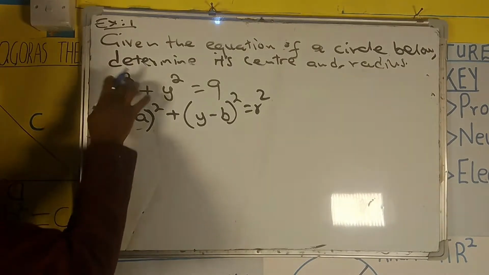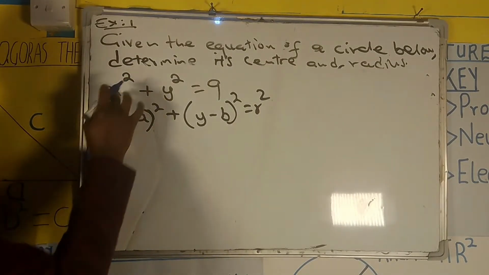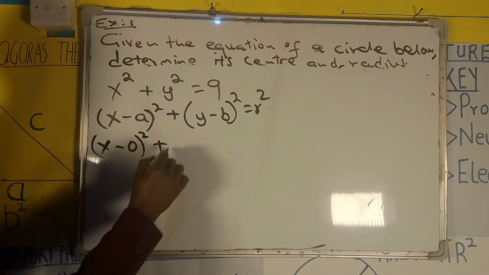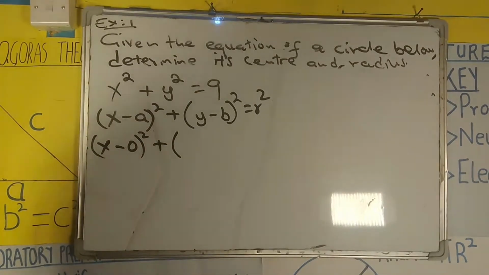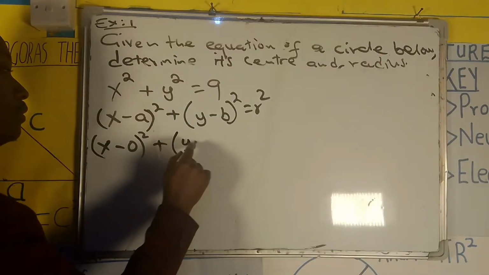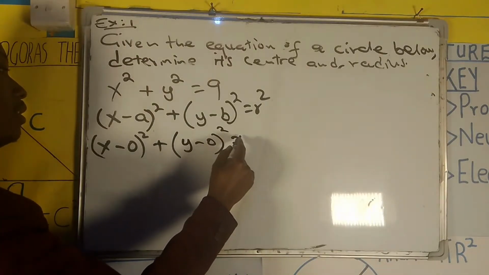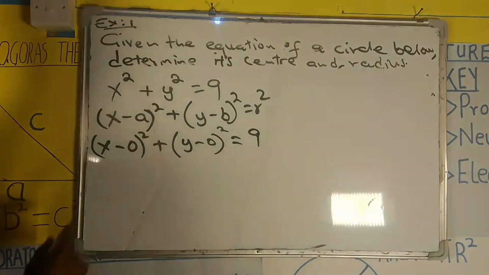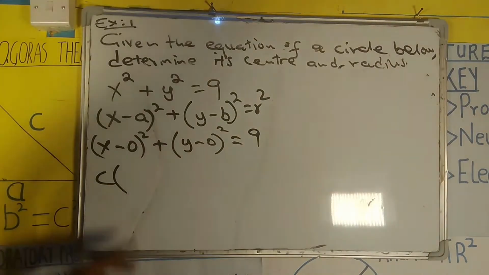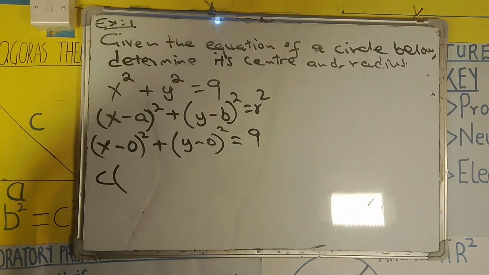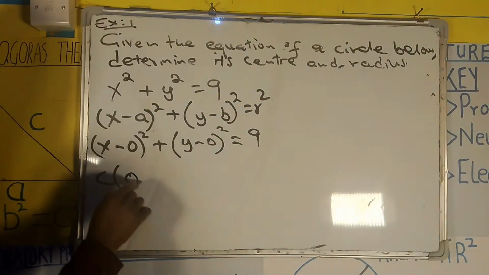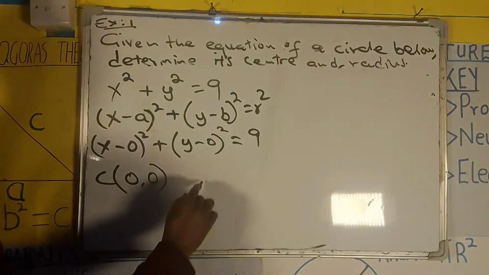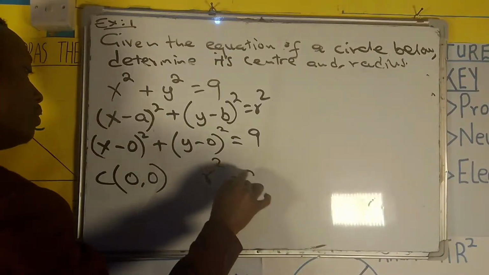We only have x squared here by itself. So that means this is the same as saying x minus 0 squared plus y minus 0 squared is equal to 9. So in this case, our center will be equal to negative 0, negative 0. We have nothing like negative 0 or positive 0. So our center will be equal to (0, 0), the origin, while our r squared is equal to 9.